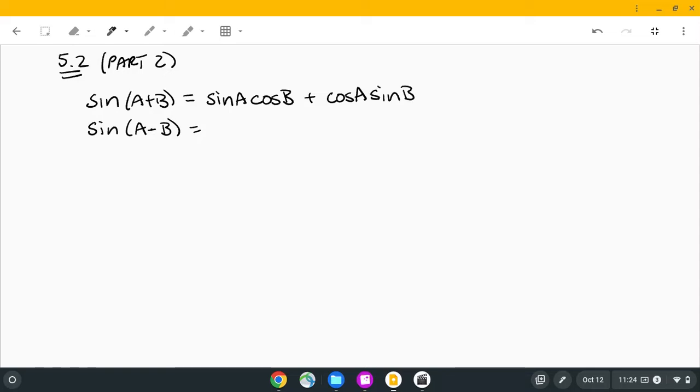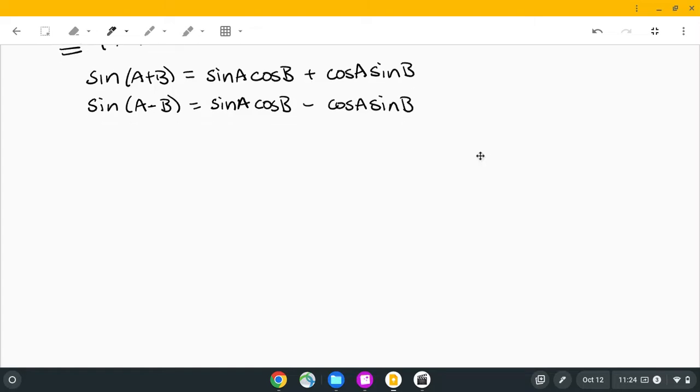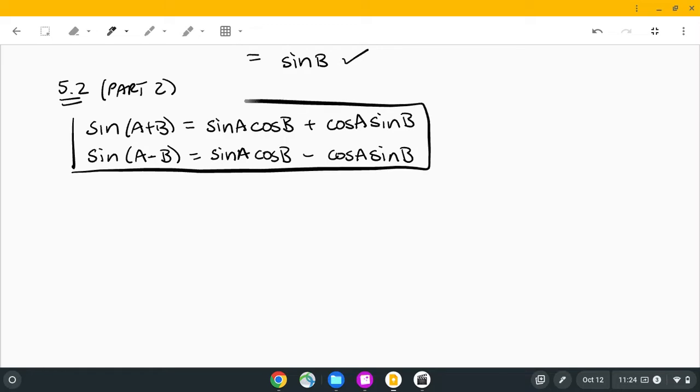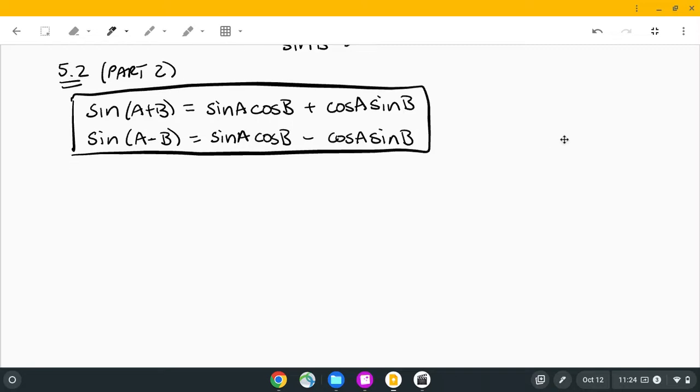Okay. And then for the difference, the only thing that's going to be different is the sign. And that is in sine, S-I-N-E, sine as in S-I-G-N. All right. Okay, so it's going to be sine A cosine B minus cosine A sine B. Okay, so we have these two formulas that will also be on that formula sheet.